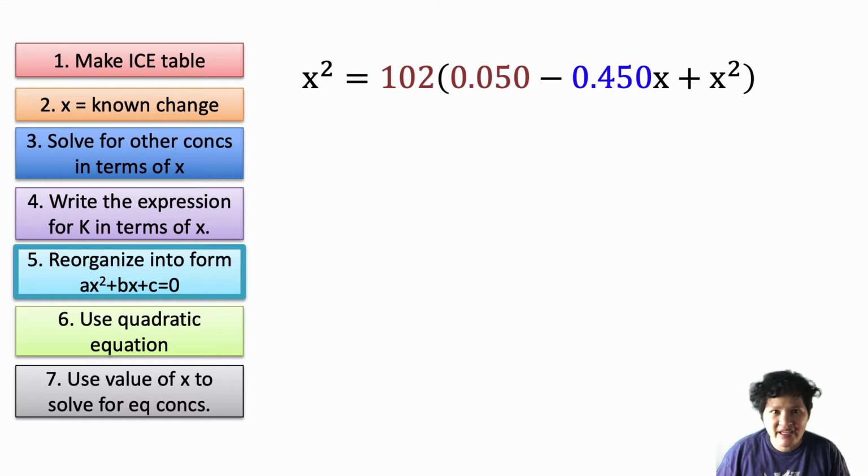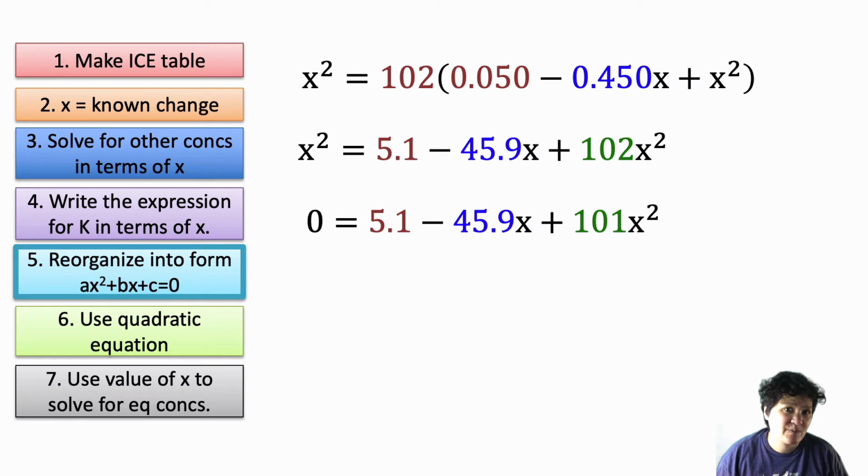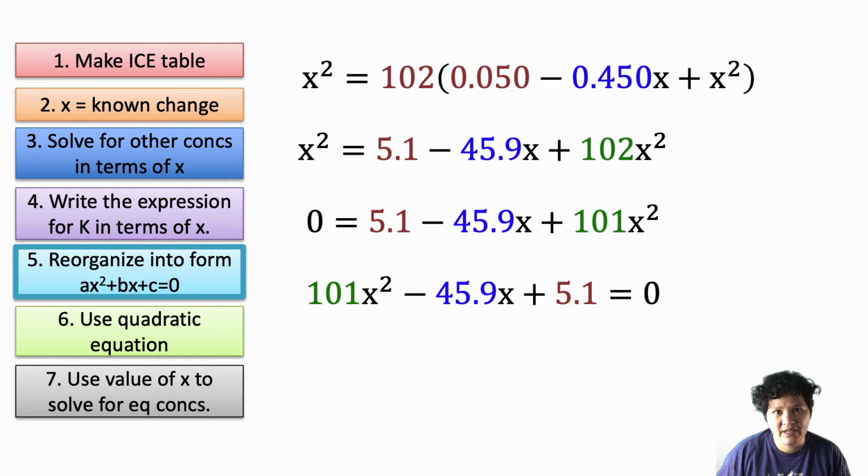Okay, it's still not in the form ax squared plus bx plus c equals 0, so let's keep on working through the algebra. We're going to multiply what's in the parentheses by 102 to get this expression. And now we're going to rearrange things by subtracting x squared from both sides, and what we get is 0 equals 5.1 minus 45.9x plus 101x squared. And I'm going to flip that around so it's in the form that we like, 101x squared minus 45.9x plus 5.1 equals 0. So now we're going to solve this for x.